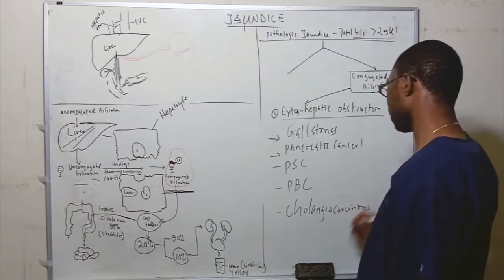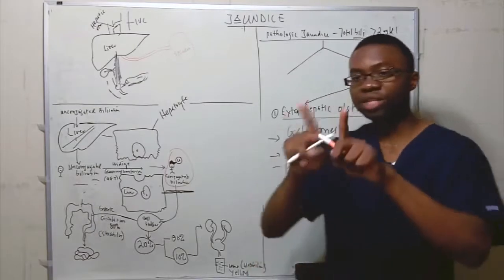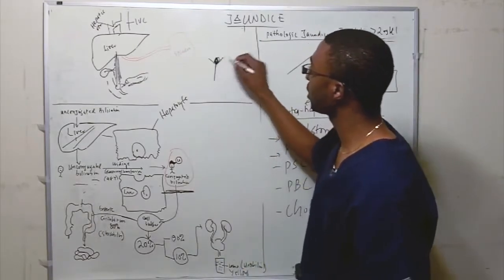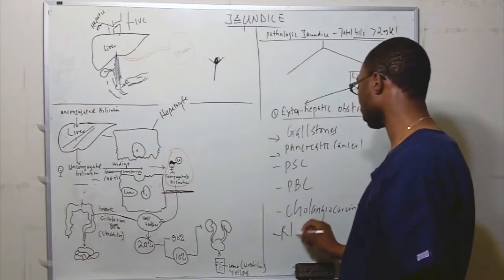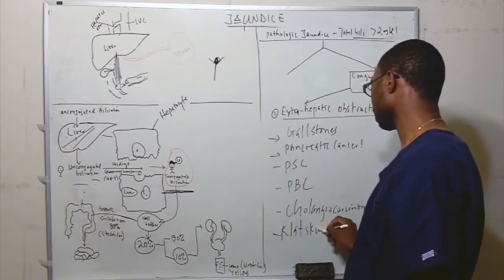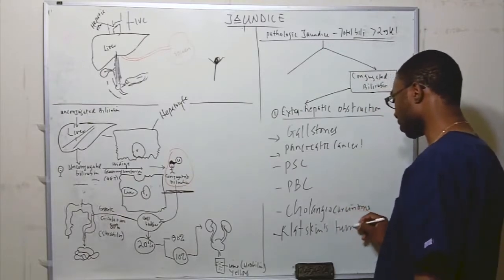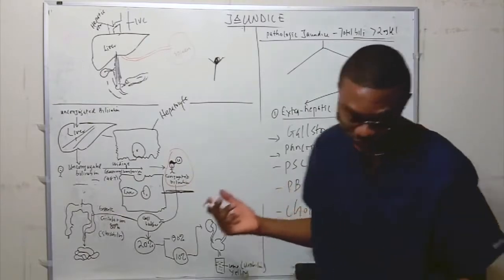Cholangiocarcinoma. Right? That's another tumor of the intrahepatic ducts when they're coming out of the liver. It's always sitting over there. It's called Klatskin's tumor. Very low yield, but it would be nice to know. It could be that's what's causing it.